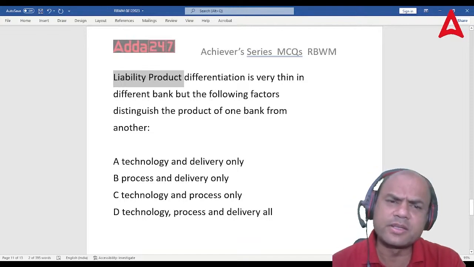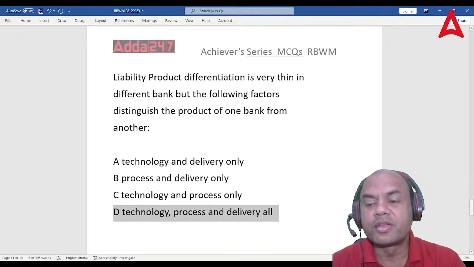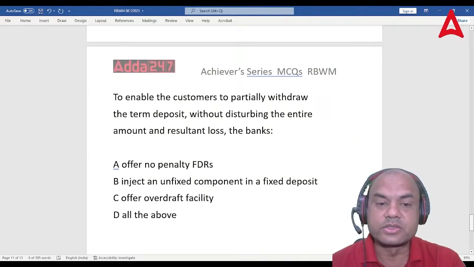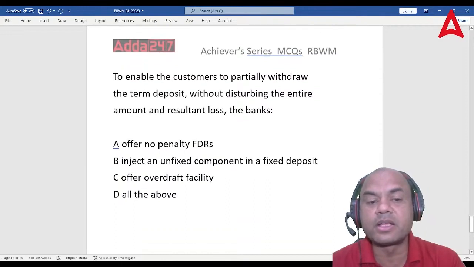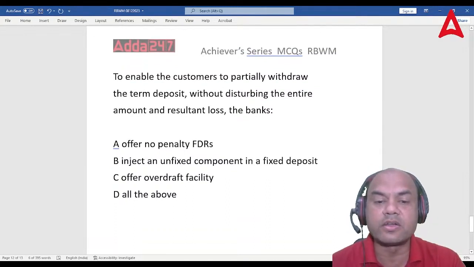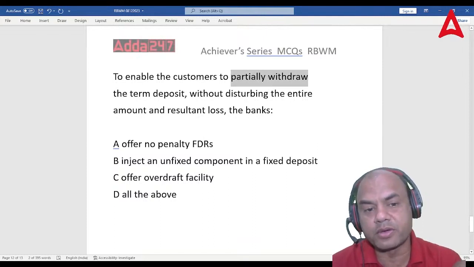So the answer is simple, isn't it? All. Right? Now, see this. To enable the customer to partially withdraw the term deposit without disturbing the entire amount and the resultant loss, the bank provides no penalty FDRs. See here, what are we doing? Partially withdraw. We are not closing the FD over here.